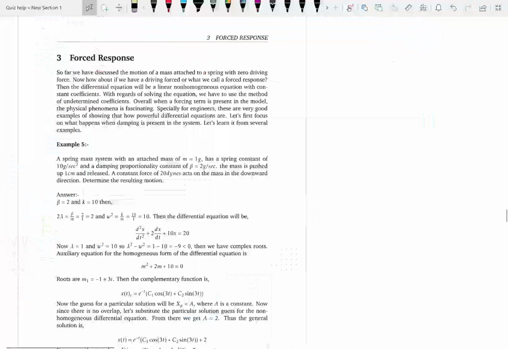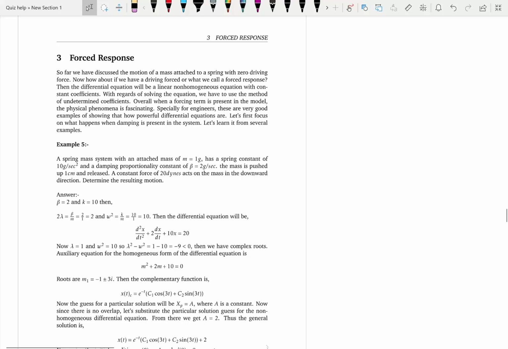Alright, so now we are going to discuss forced response. Previously we dealt with differential equations where they are homogeneous. That means you didn't have a driving force. Now how about if you have a driving force? Well, let's look at an example and see what we can observe. But really, forced response means when you have a driving force existing in the system.